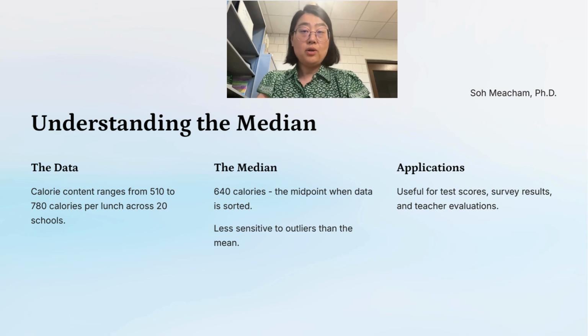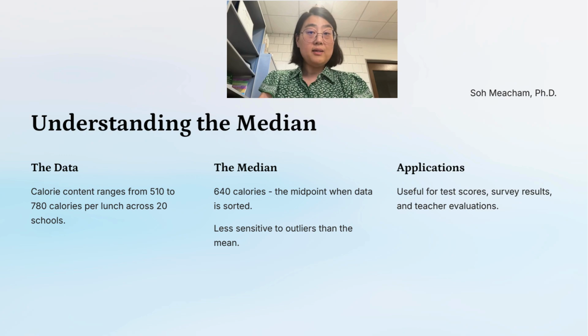Let's say you compile the calorie content from the 20 school lunch menus. The values range from 510 to 780 calories per lunch. That's a pretty big range. To understand this distribution, one useful measure is the median, the midpoint of the data when sorted. In our case, the 10th and 11th calorie values fall at 630 and 650, so the median is 640 calories.